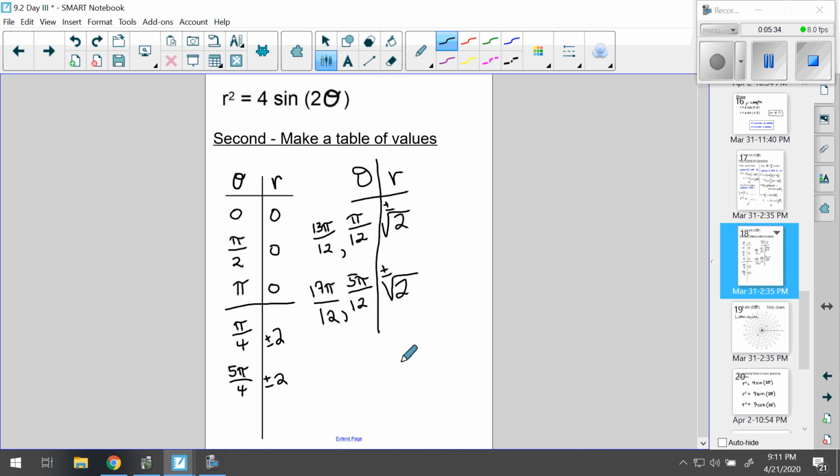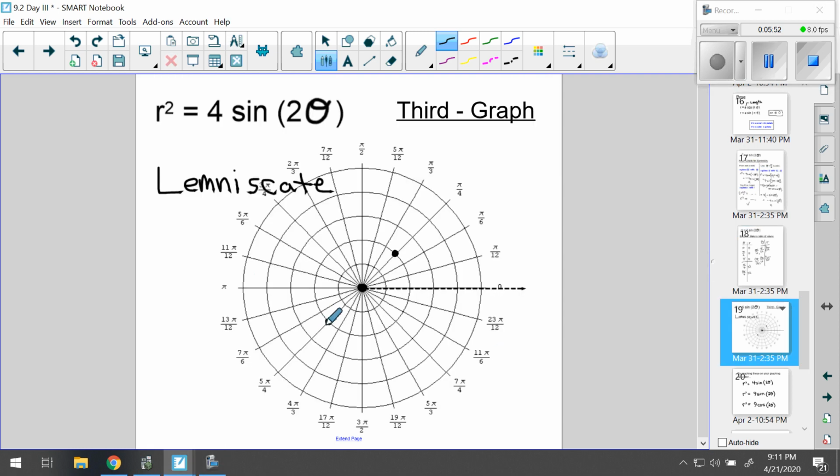And so the sine of 5 pi over 2 is, that angle's in the same location as pi over 2, so that's 1 again. 4 times 1 is still 4, square root of 4 is still plus or minus 2. So you'll notice that doesn't add anything to our picture, though, because if I go to 5 pi over 4 and go out 2 units, that is the same place that I put the point just a moment ago. And if I go negative 2 on that one, it's still the same point that I already have. So that doesn't change a whole lot.